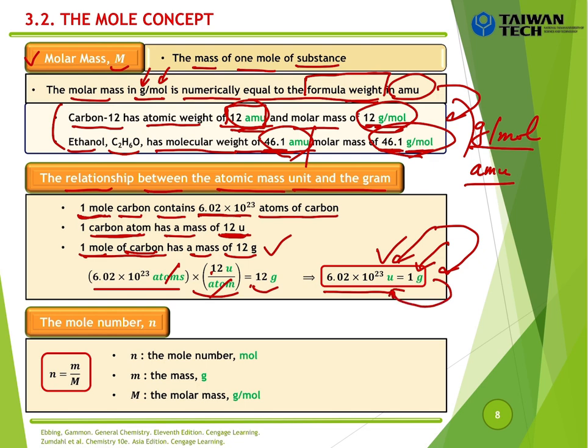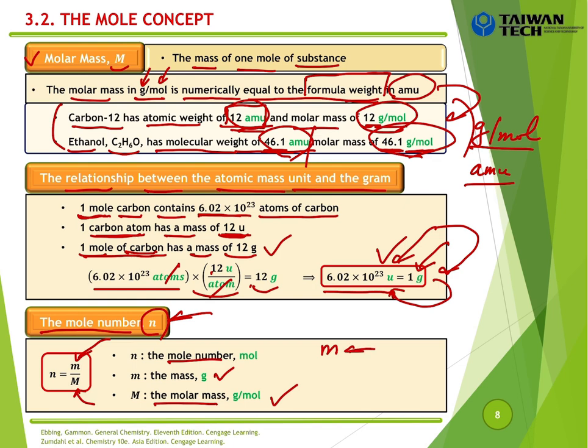Okay. And the next part, we consider the mole number. The mole number we already defined before, right? So we know that's the N. And when we work with our substance, we may have the mass, right? So the mass will be in gram. And the molar mass, you know already, the mass for 1 mole, gram per mole. So how to calculate the mole number? Mole number equals the mass of the substance divided by the molar mass of the substance.